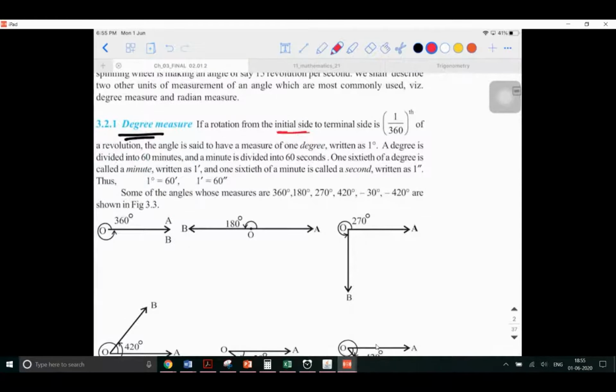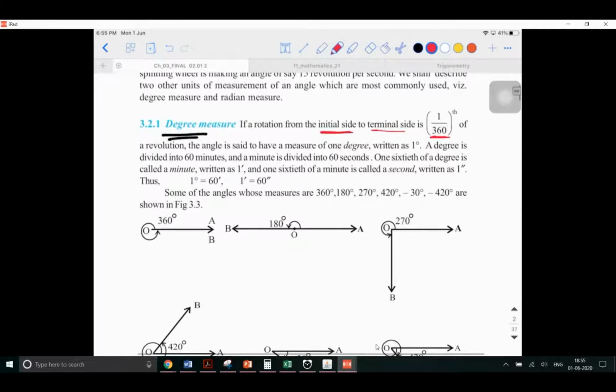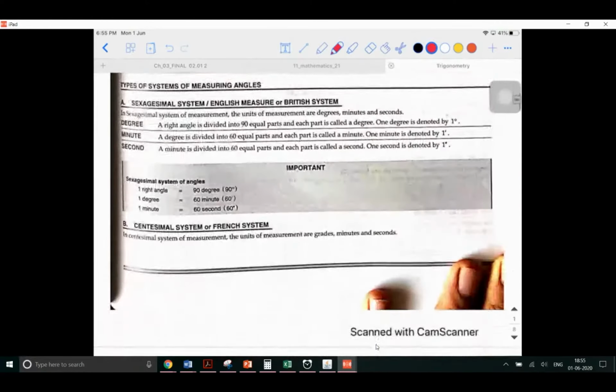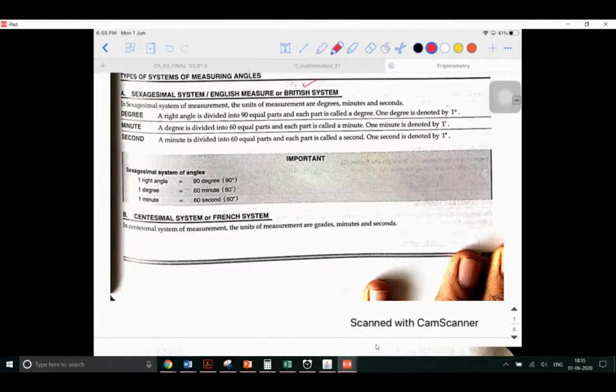if a rotation from the initial side to the terminal side, that is from the starting side to the ending side, is going to be 1 by 360th of a revolution, then that angle which is measured is what is called as 1 degree. Okay. Then what happens is, there are two types of systems which are actually given to measure the angles. I'll show you that part also. So you're able to see this. One is called as a British system. The second is called as the French system. So one is called sexagesimal system, which is the English measure or British system. This is the one we are going to follow. And the next one you have is centesimal system. Cent stands for 100.